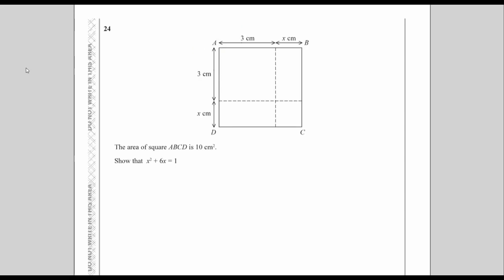Question 24. The area of the square ABCD is 10 centimeters squared. So let's show what we're talking about. This whole area is 10 centimeters squared. Show that x squared plus 6x is 1.